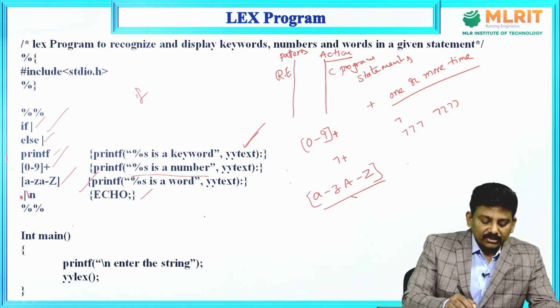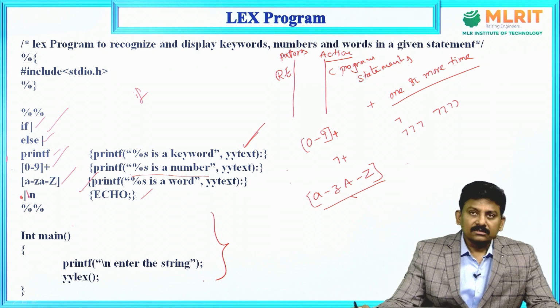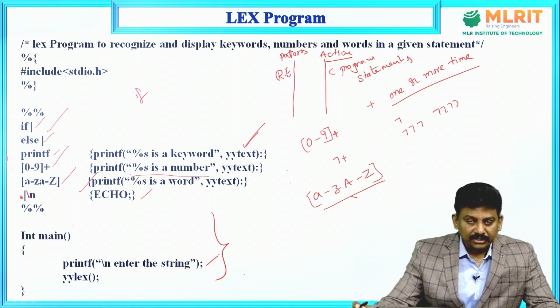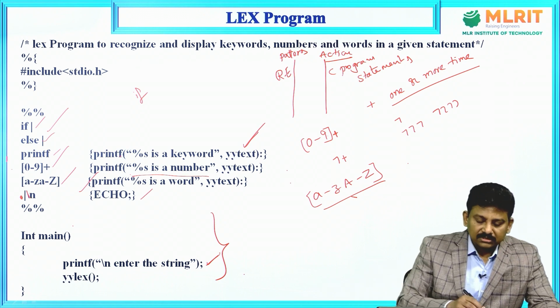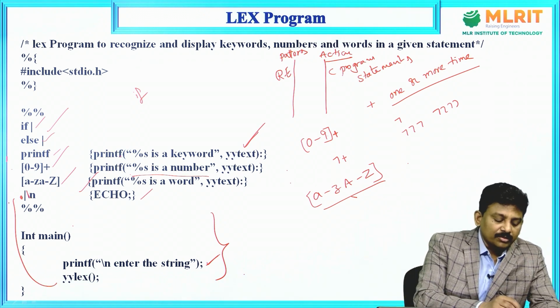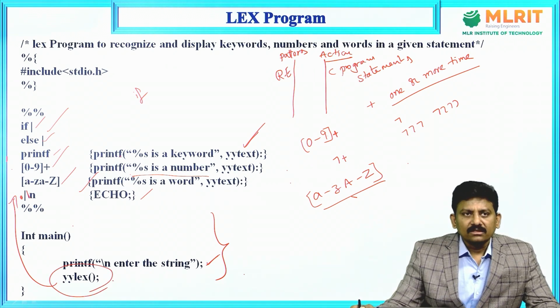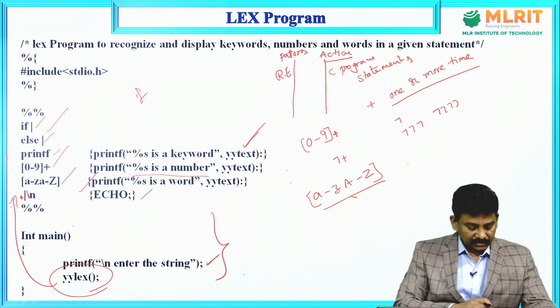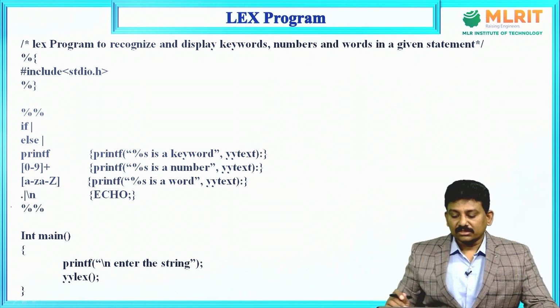So, the third part is the auxiliary section. In this, we can write the main program, the main function. Here, first we will use the printf function, enter the string, so that we ask the user to enter the string. Whatever string is entered by the user will be passed to the rule section by yylex. It is a Unix function. This function will pass forward whatever input is entered by the user to the rule section. This is the program to recognize and display keywords, numbers and words in the given statement.